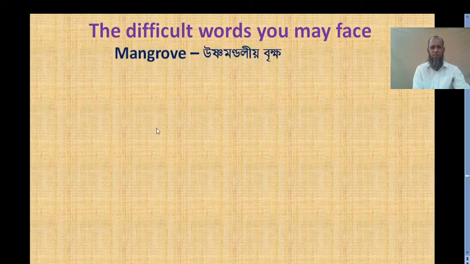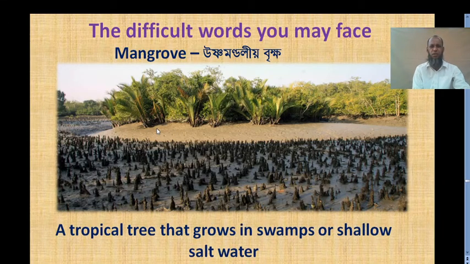So here the main portion of this class is going to be held. Difficult words you may face: mangrove, Ushnamandaliya Vriksha, a tropical tree that grows in swamp or shallow salt water or salty water.